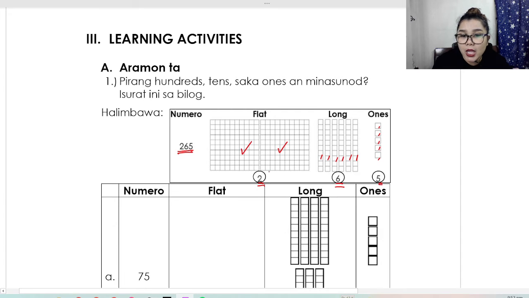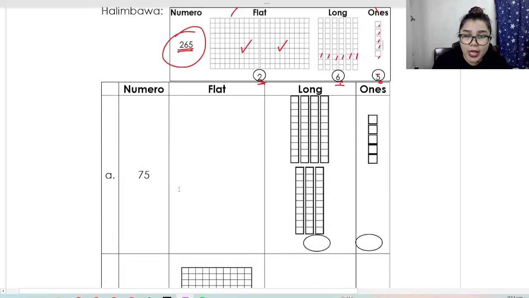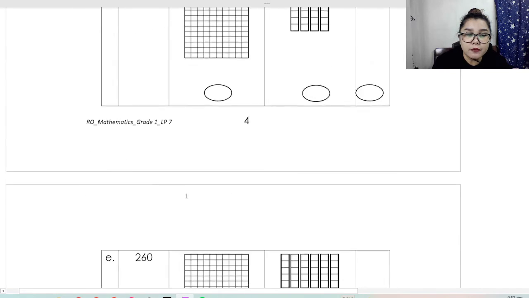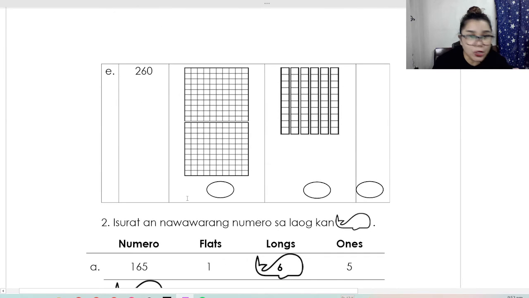So, we have 5. If you're going to identify this, gagawin na natin itong as number, it is 265. Saan yung galing? Ito, pinagtabi-tabi sila. So, 2, 6, 5. If they are joined together, then we are going to have 265. So, this is what you have to do for A, B, C, D, until letter E. So, pause para matapos po ito.